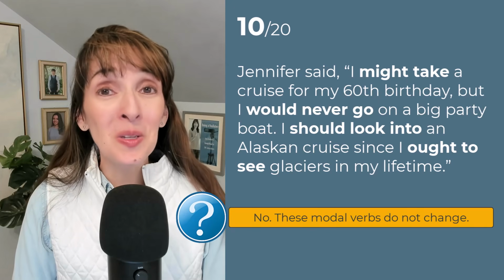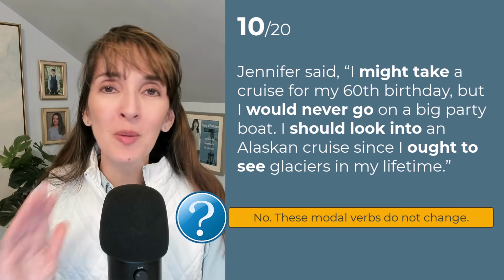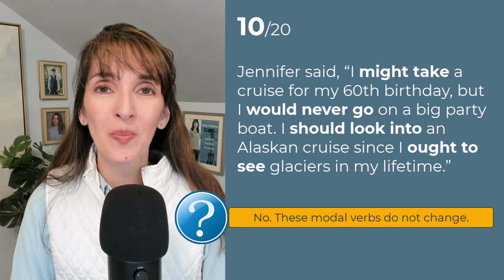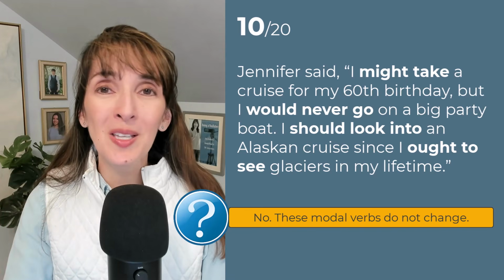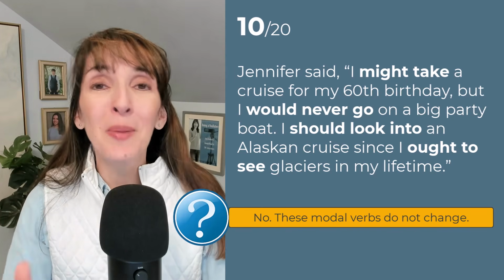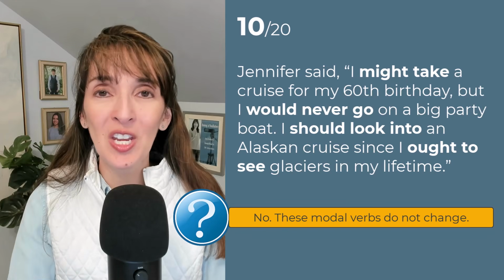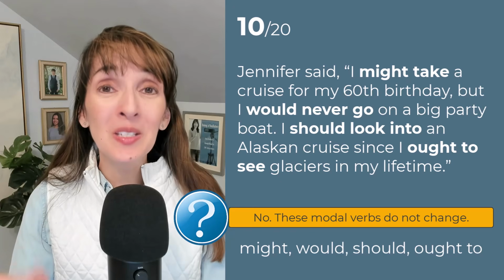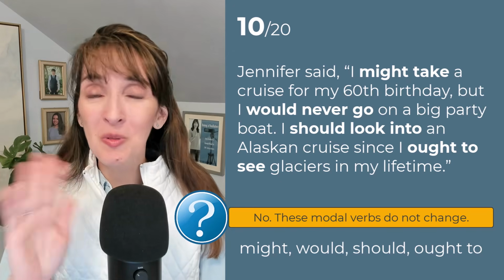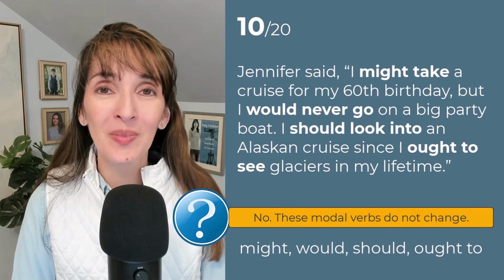The answer is no. These modal verbs do not change. Some consider ought to a modal-like verb or a semi-modal, not a real modal verb, but in any case, it does not change in reported speech. So note that might, would, should, and ought to do not change.